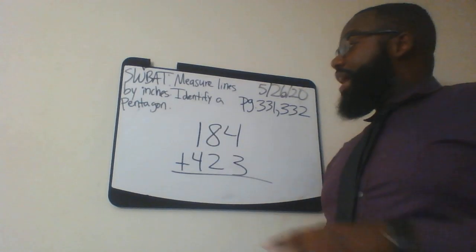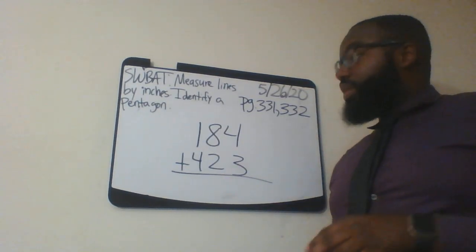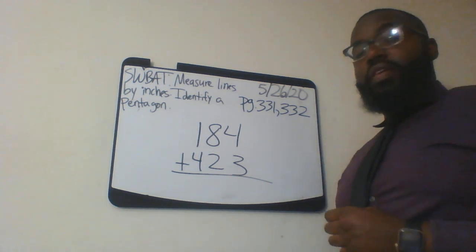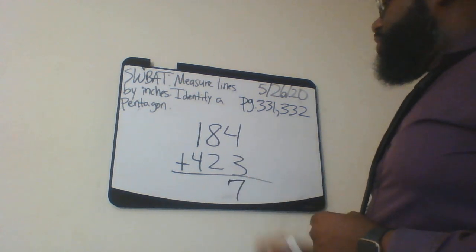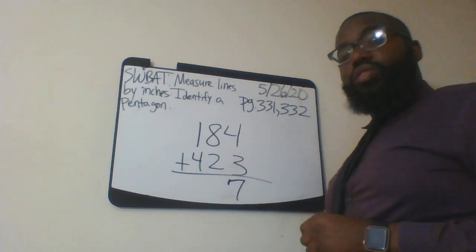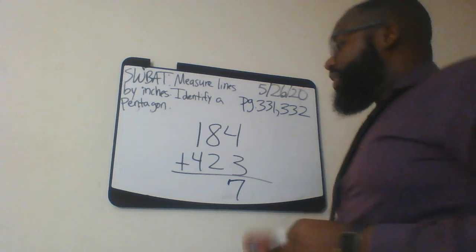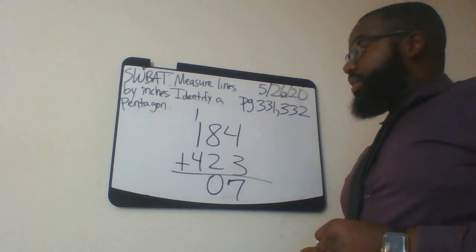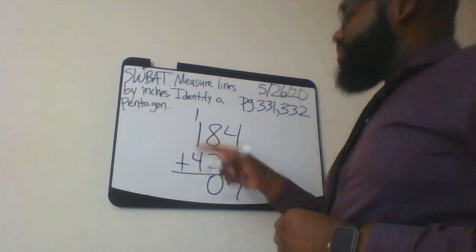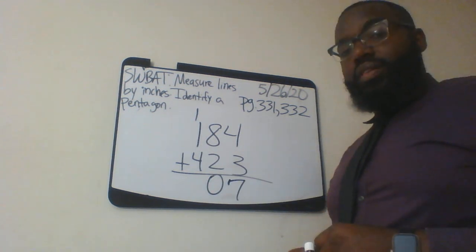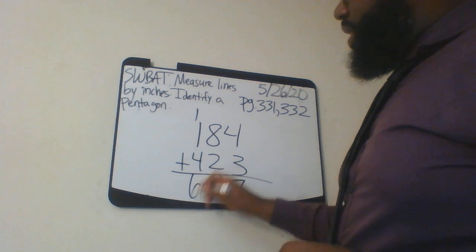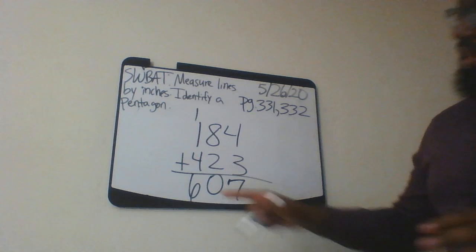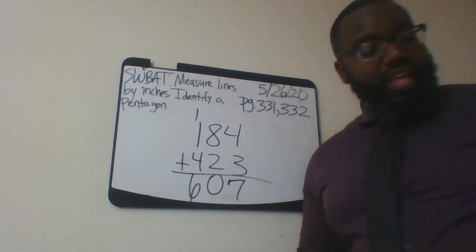For number 5, we are adding. Here we have 184 plus 423. So let's begin. As we start in the ones place, what is 4 plus 3? That is 7. Next, let's focus on 8 plus 2. What is 8 plus 2? That is 10. Next, 1 plus 1. What is 1 plus 1? That answer is 2. Good job. Next, what is 2 plus 4? That is 6. So, 184 plus 423 will give you your answer, 607.